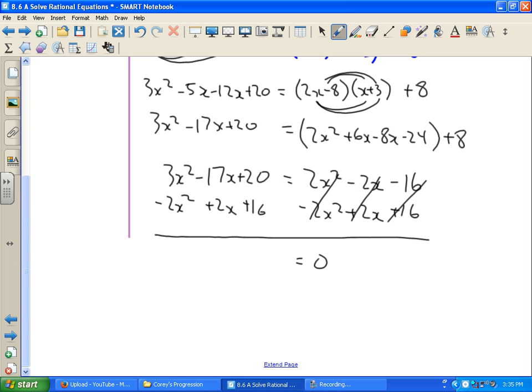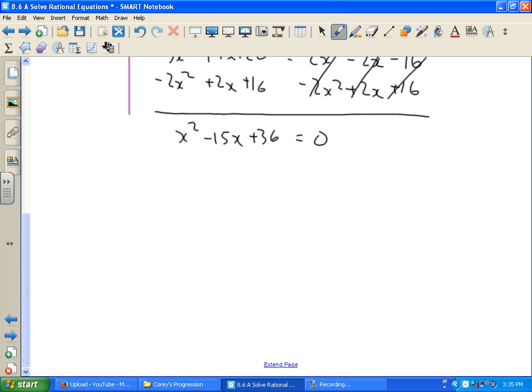Right-hand side is equal to 0. The left-hand side, 3x squared minus x squared, x squared. Negative 17x plus 2x is negative 15x. 20 plus 16 is 36. x squared minus 15x plus 36. 36, negative 15, x over, let's see, two numbers here. How about negative 12, negative 3? Yep, that's going to make that work.